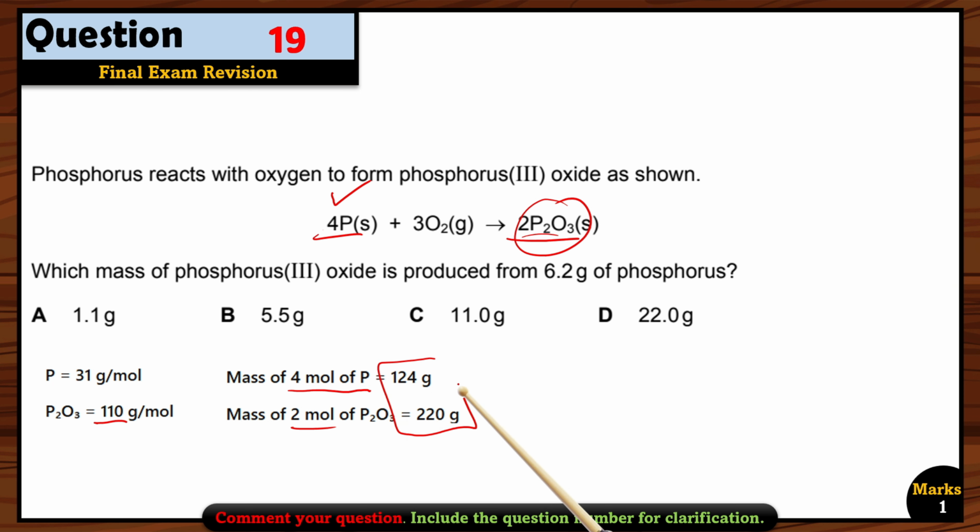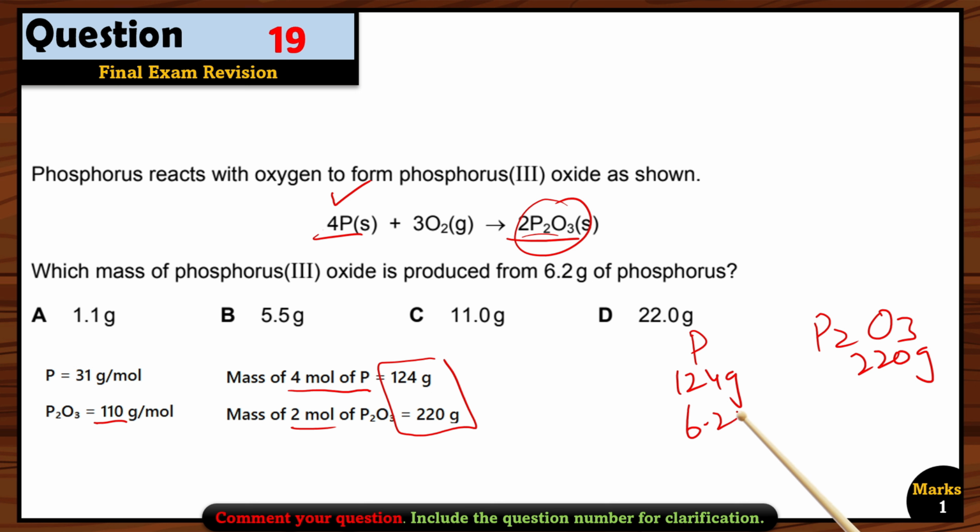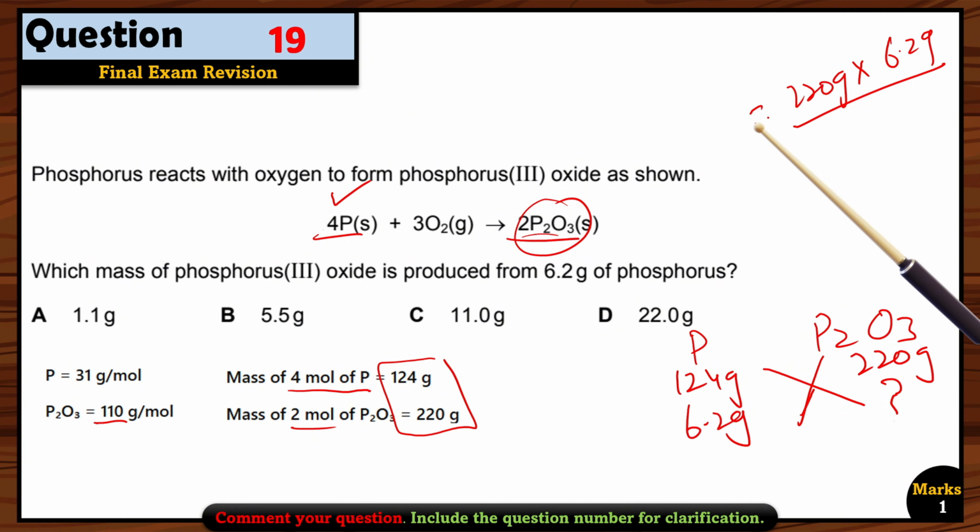So now you can reshuffle them. How will you reshuffle them? I already told you: phosphorus, and then you write P2O3. Phosphorus, how much? 124 gram, and it is producing 220 gram. So now if you have 6.2 gram of phosphorus, how much will be produced? You just have to cross-multiply and then you can see your answer: 220 gram into 6.2 gram, divided by 124 gram.